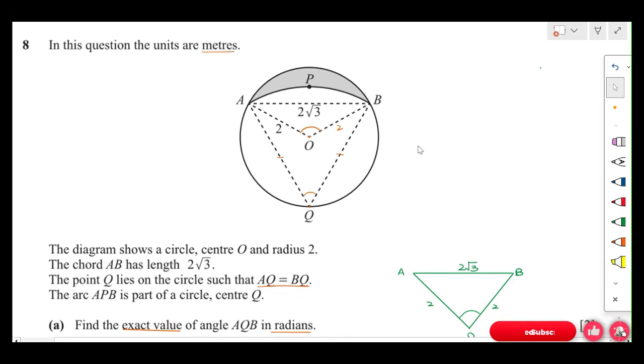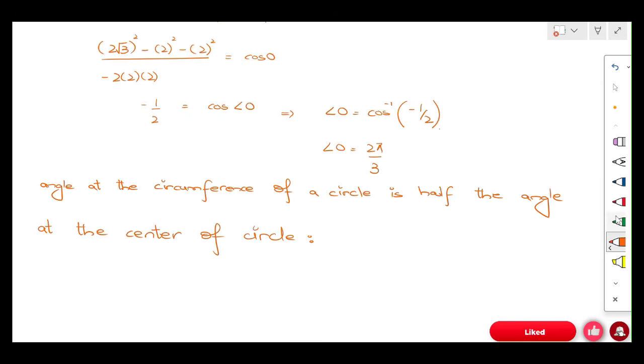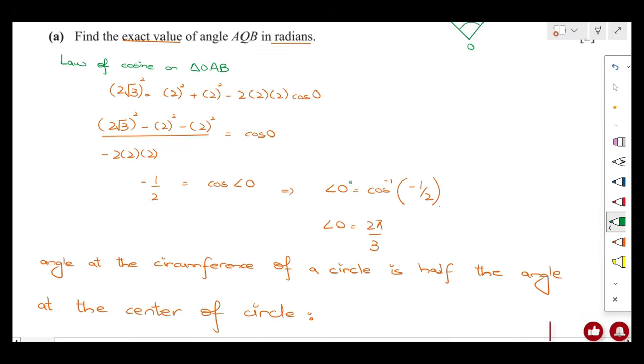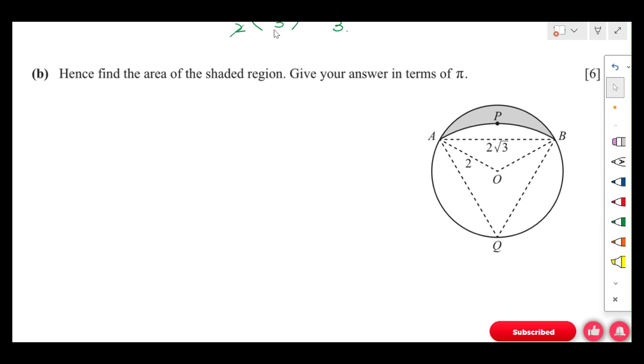Okay, so that angle is basically AQB. From here, the angle AQB is half of the angle at the center, which is 2 pi by 3. So these two are cancelled out. The angle is just pi by 3 radians. We have to figure out the answer in terms of radians, so this is the angle in radians, the exact value.